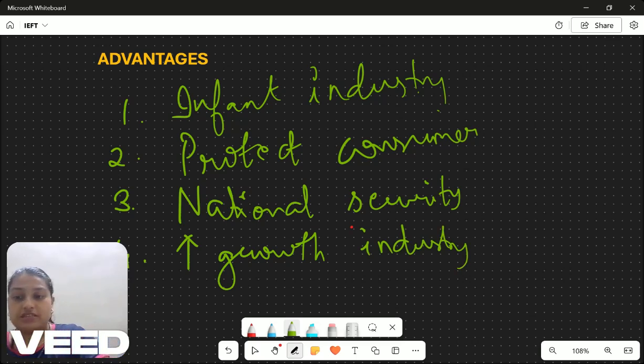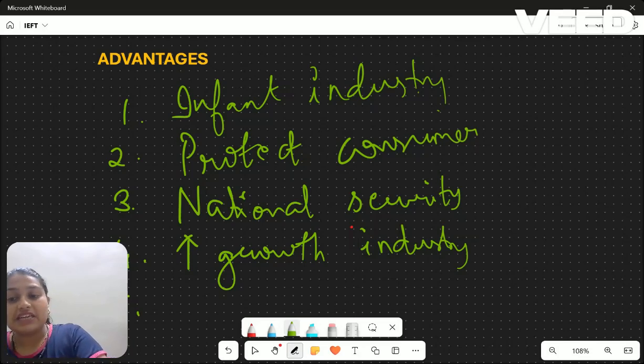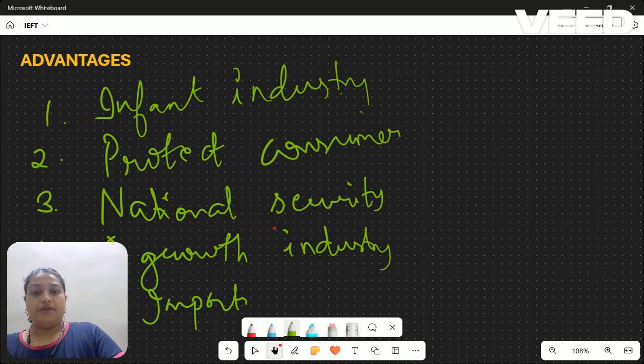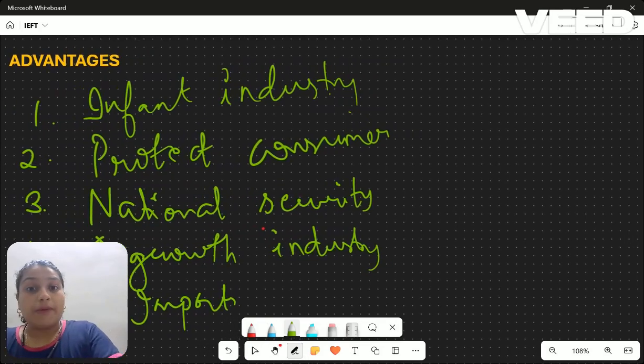Then the import levels, when people prefer to buy those things which are domestically produced, automatically the import level will go down. So lower imports, and then exporting will increase, right? So when exporting increases, what will happen? More job opportunities will come. So with more job opportunities, employment will increase.